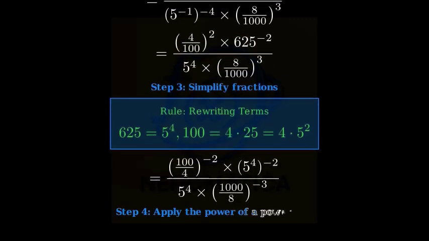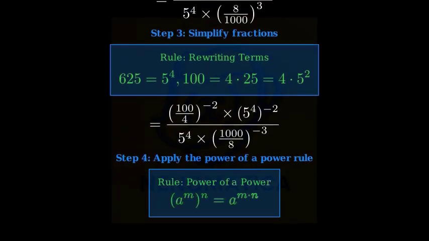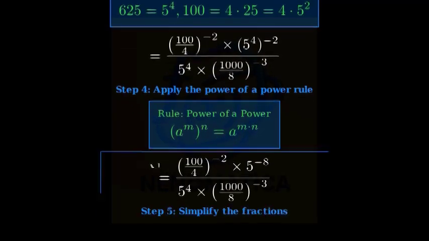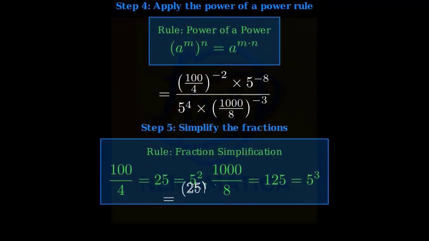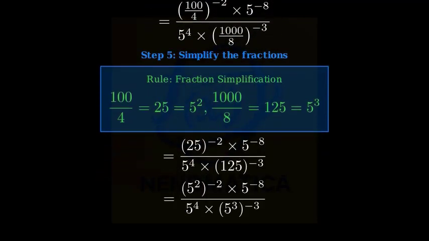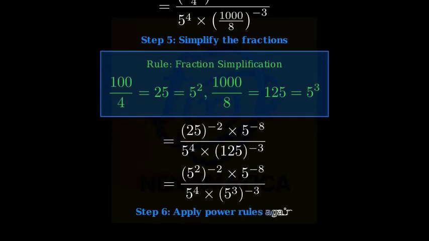Now, let's apply the power rules to further simplify our expression. We know that when a base is raised to an exponent and that entire expression is raised to another power, we multiply the exponents. So the quantity 5 to the fourth power raised to the negative second power equals 5 to the fourth times negative 2, which is 5 to the negative 8th power. Continuing our simplification, the fraction 100 divided by 4 equals 25, which is 5 squared. And 1,000 divided by 8 equals 125, which is 5 cubed. Now, let's apply the power rule again.